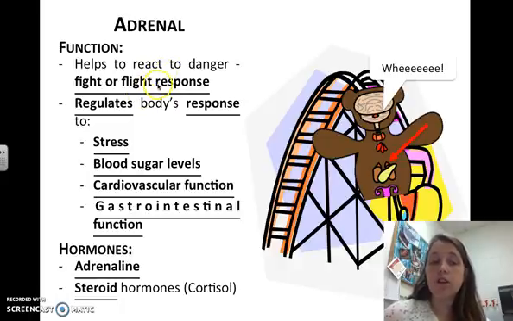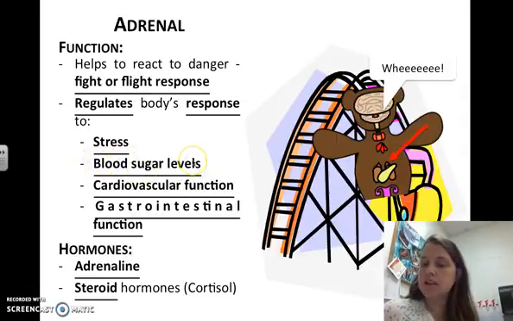They help regulate your body's response to stress. So when you're going through a stressful situation, your adrenal glands are at work. Sometimes your blood sugar levels get messed up, so you might end up with too high or too low blood sugars, and that is a part of your adrenal gland. Your cardiovascular function, so how well your heart is working. Let's say you get scared, your heart rate goes up. That's because the adrenal gland has triggered your cardiovascular function to increase. And your gastrointestinal function will slow down.